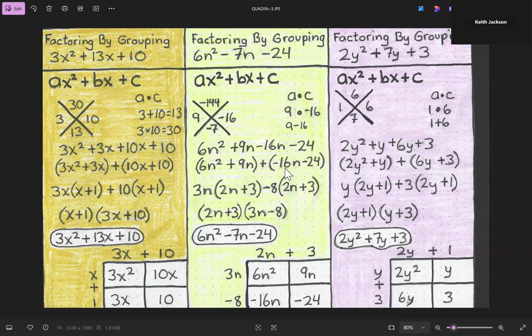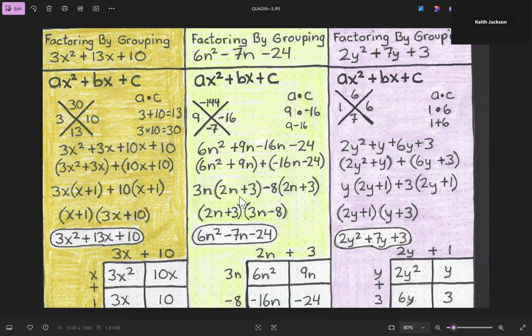And we could do the same thing over here by factoring out an 8 within this group. And if we do that, we'll get a negative 8 times the quantity of 2n plus 3 here. And we know that when we distribute this negative 8 inside these parentheses, it will give us this, because a negative 8 times 2n will give us a negative 16n, while a negative 8 times a positive 3 will give us a negative 24. All right, so we have our factored form, and guess what?